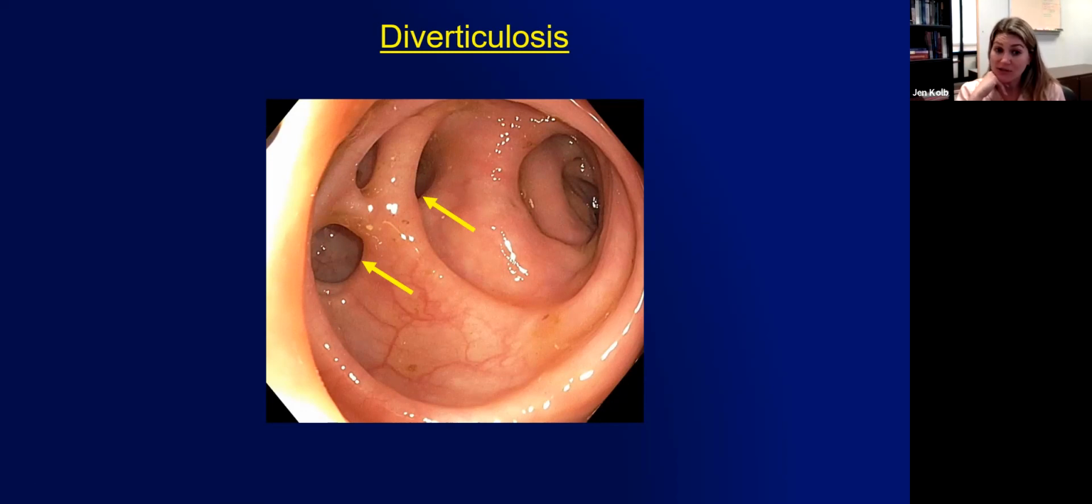And they're really outpouchings. They're just sort of focal breaks in the mucosa, and they're pretty normal and naturally occurring with age. Sometimes they can cause problems and get infected or bleed, but by and large, we just report this when we see it and tell the patients not to worry about it.